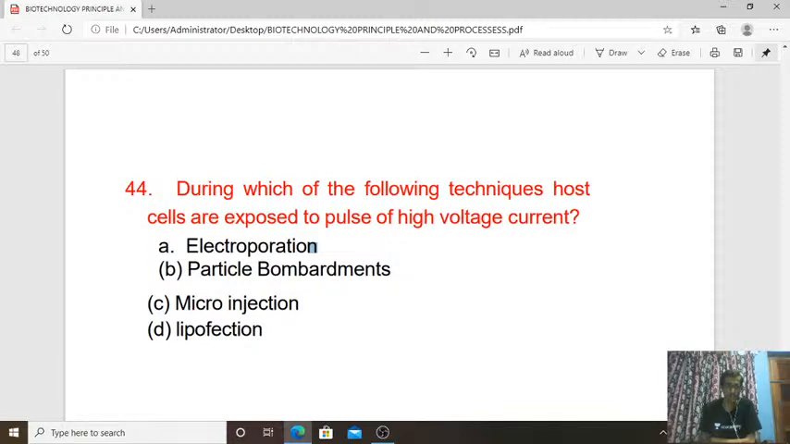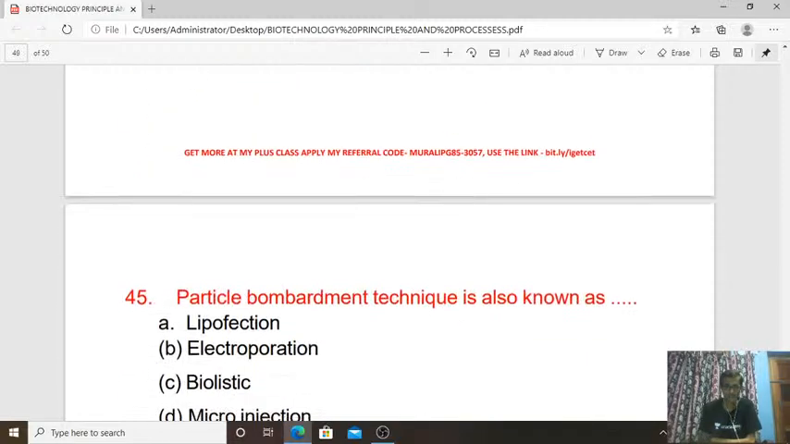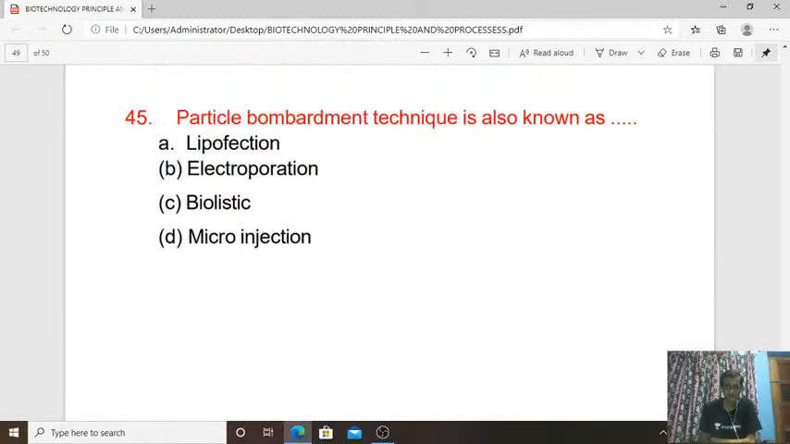So 44A. 45. Particle bombardment technique is also known as what? Just now I told, isn't it? Liposuction, electroporation, biolistic, microinjection. It is nothing but biolistic gun, particle bombardment or a gene gun.